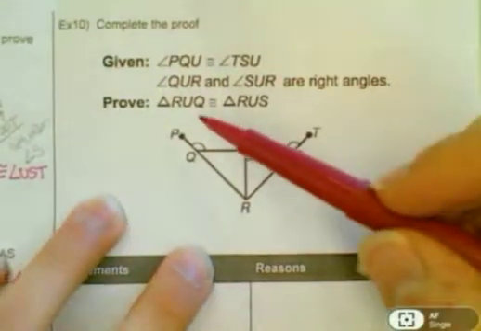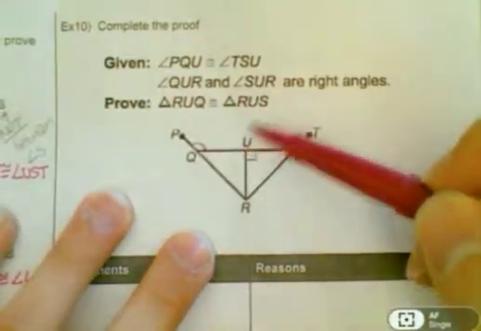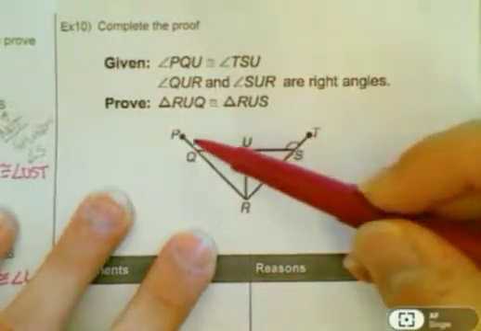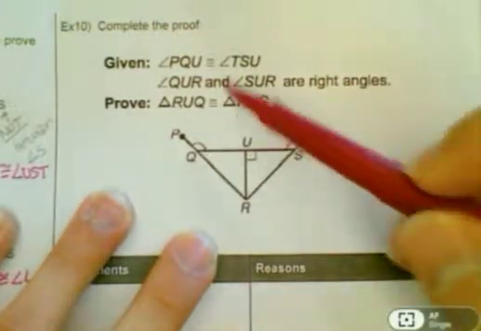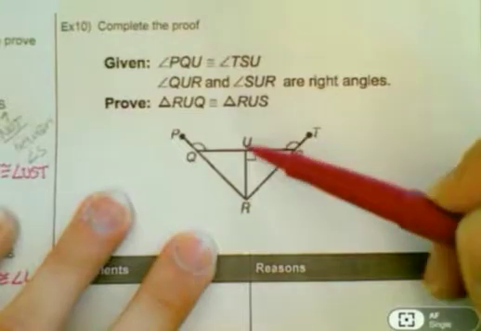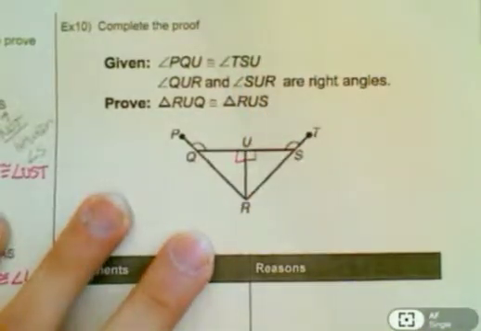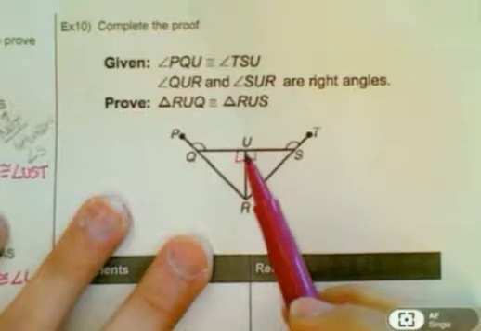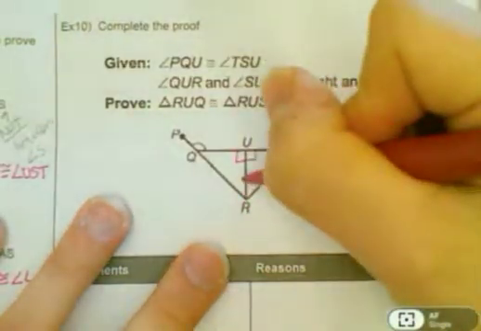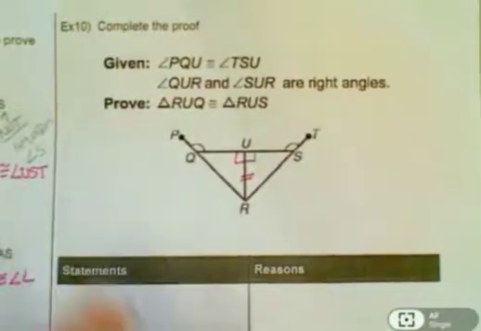So it says here, angle PQU is congruent to angle TSU, and that's already marked for you. It also says QUR and SUR are right angles, so I'm going to mark that one. And we're trying to prove that these two triangles are congruent. So right away, I hope you see we have an angle pair, and we also have that side, right?